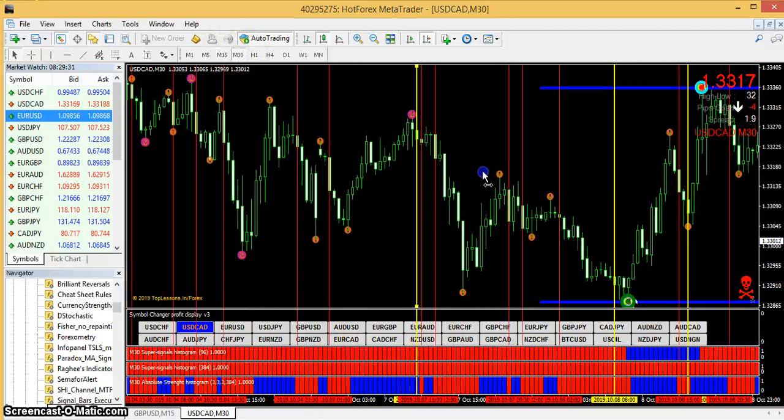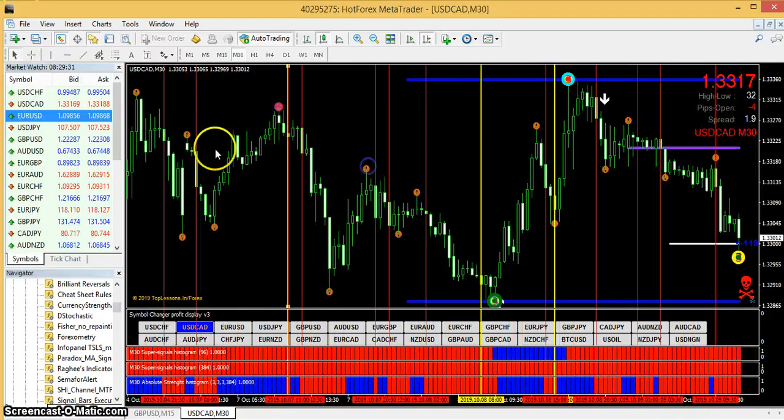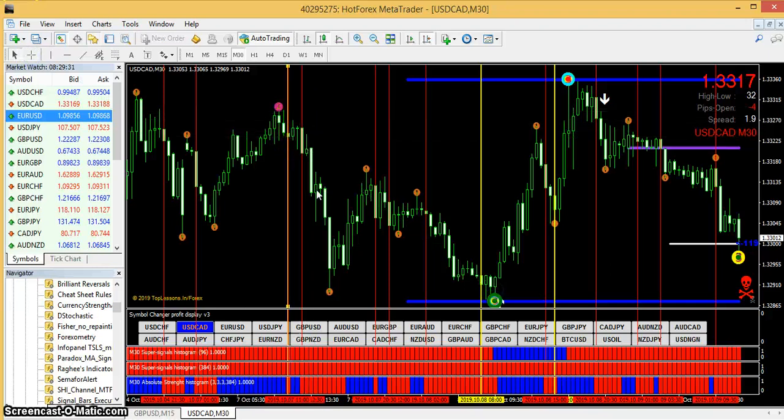Head over to 30 minutes time frame to confirm they're all red. You can see they're all red. So when the candle closes, take that trade from there. You can see, guys, that is it. So I'll close the trade.